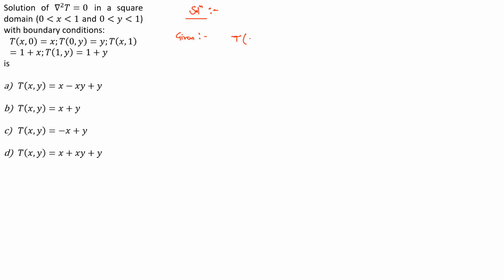The function T at x is equal to x and y is equal to 0 is given as simply x, and the function T at x is equal to 0 and y is equal to y is given as y. Again, the function T at x is equal to x and y is equal to 1 is given as 1 plus x, whereas the function T at x is equal to 1 and y is equal to y is given as 1 plus y. Now let's try to test all these options.